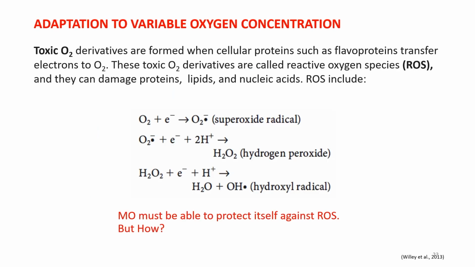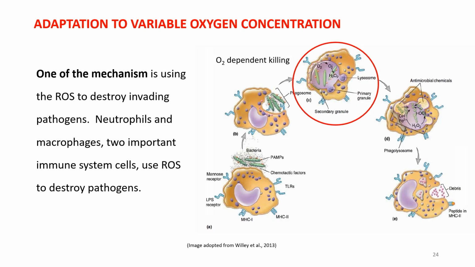What are the adaptation mechanisms to variable oxygen concentration? The toxic oxygen derivatives are formed when cellular proteins such as flavoproteins transfer electrons to oxygen. These oxygen derivatives are called reactive oxygen species, and they can damage proteins, lipids, and nucleic acids. So, we may have the superoxide radical, then hydrogen peroxide, and hydroxyl radical. Microorganisms must be able to protect themselves against the reactive oxygen species, but how do they do it?